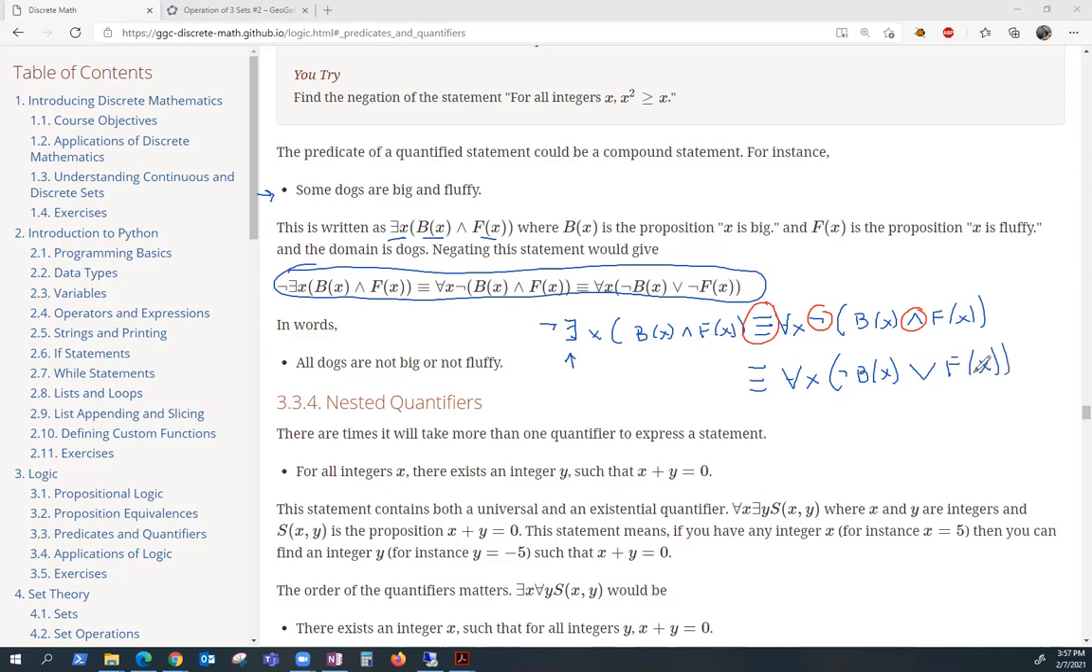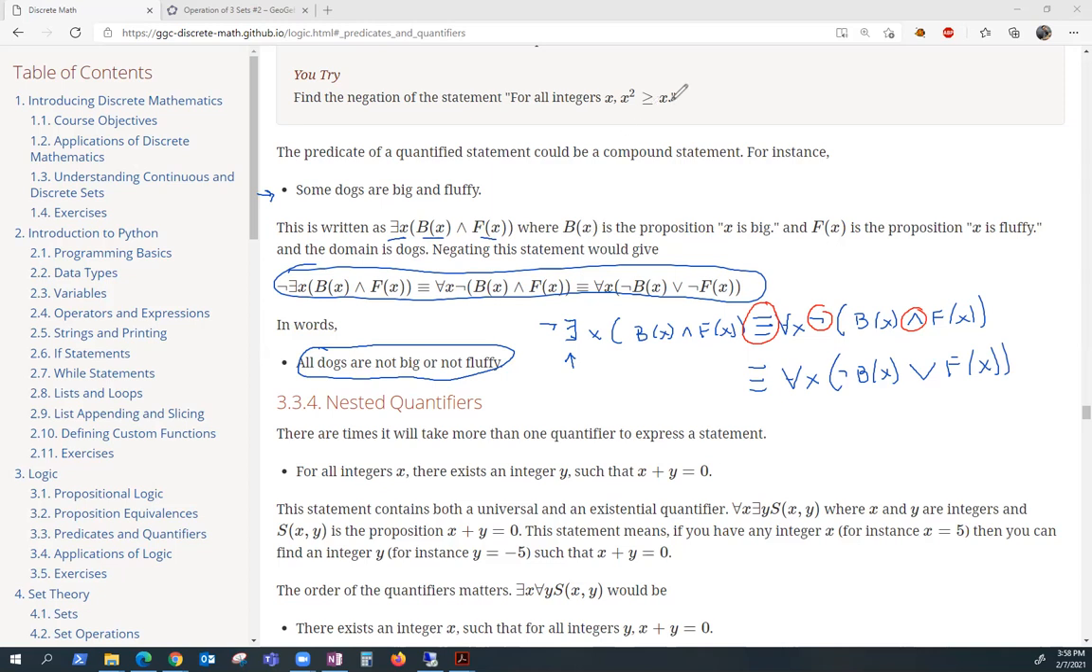And so in English, that would be for all x, not b of x or f of x. That is, for all dogs, they are not big or not fluffy. So that's how negation works for quantifiers.